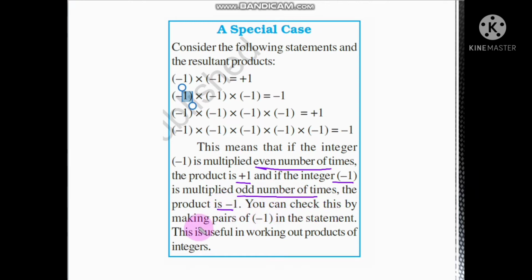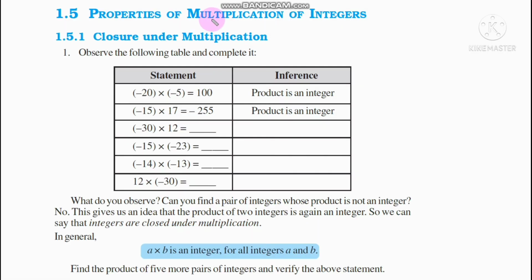You can check this by making pairs of minus 1 in the statement. This is useful in working out products of integers. So whenever we are multiplying for even number of times, we are getting a positive integer, and odd number of times we are getting a negative integer. Understood, children? Now let's see the properties of multiplication of integers.